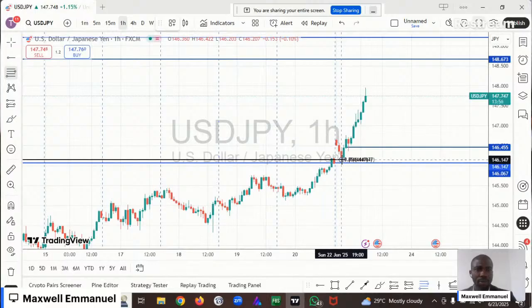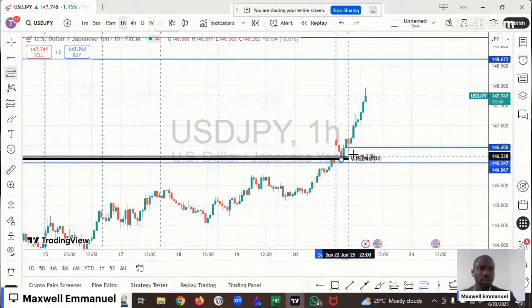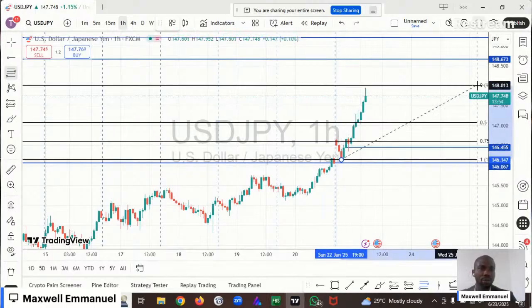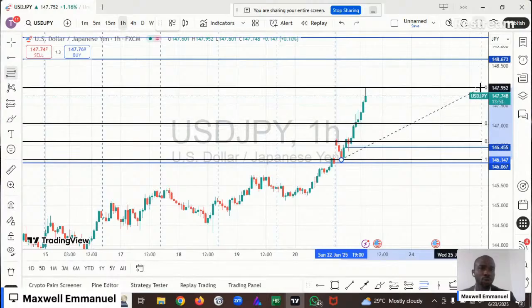Apply your Fibonacci from this swing low to this swing high. Wait for price to retrace to at least equilibrium before you execute the trade.